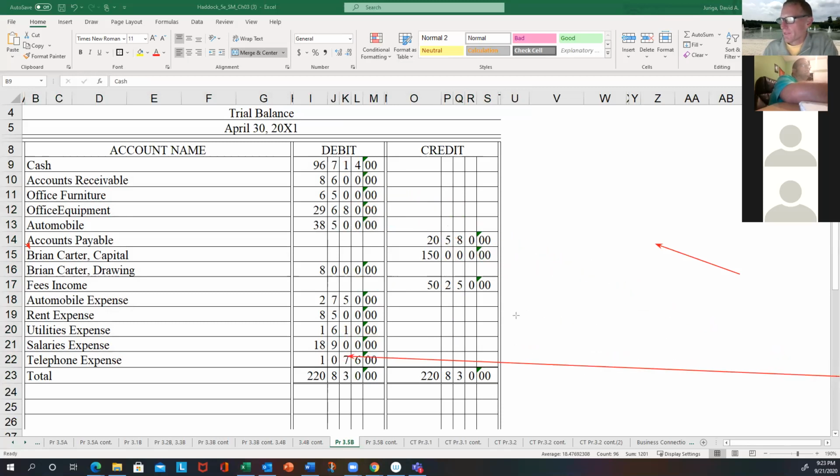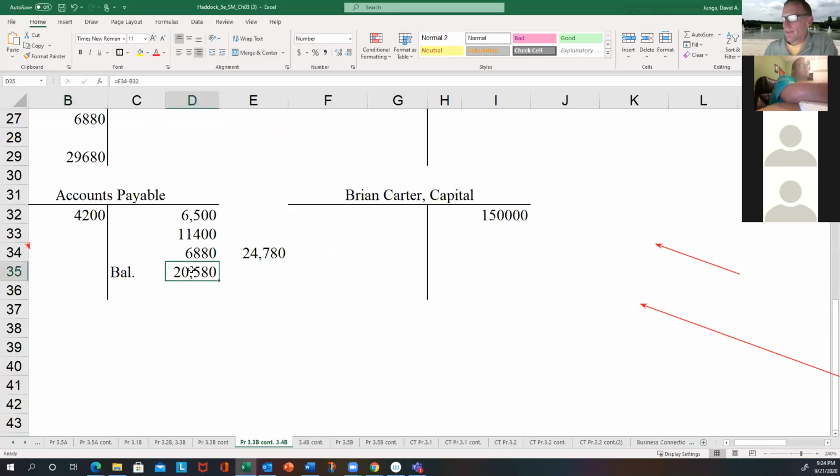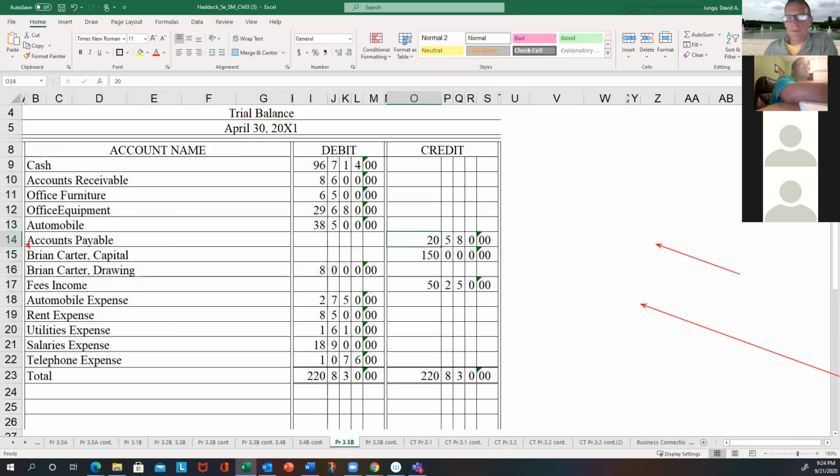They added up the debits. They added up the credits. Notice your debits equal your credits. And again, you can go back and check each one of these. All these amounts are the numbers we would have come up with that I just showed you in the previous slide. So again, let me go back to the T accounts. And just trust me, all these balances I just showed you, these same balances, accounts payable, 20,580, there's your accounts payable right there. They just pull that in. There's the 20,580. They put it in the credit column.